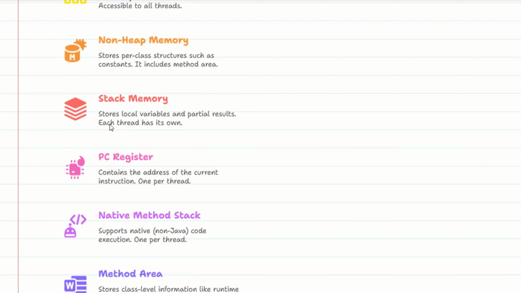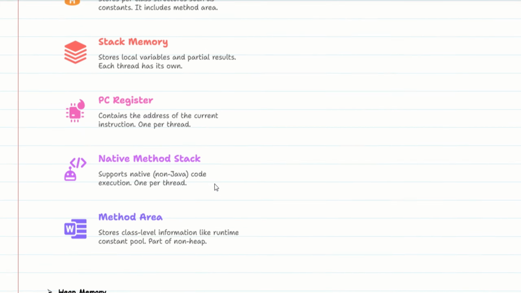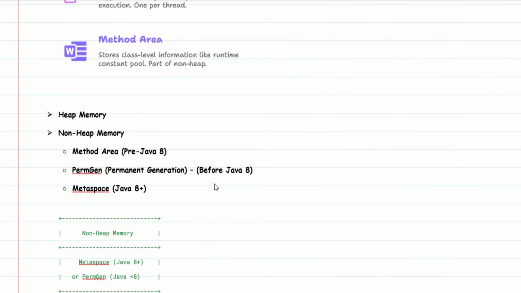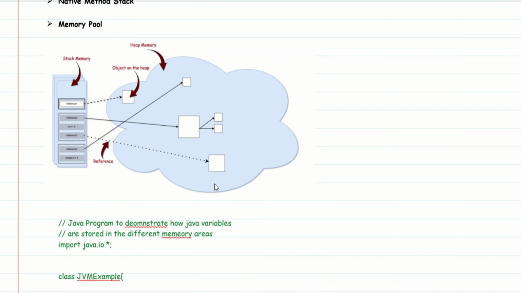All of these are one per thread, and stack memory stores local variables and partial results. The PC register contains the address of the current instruction. Then the native method stack supports native code execution. Let's break down each JVM memory. So first we'll see heap memory.